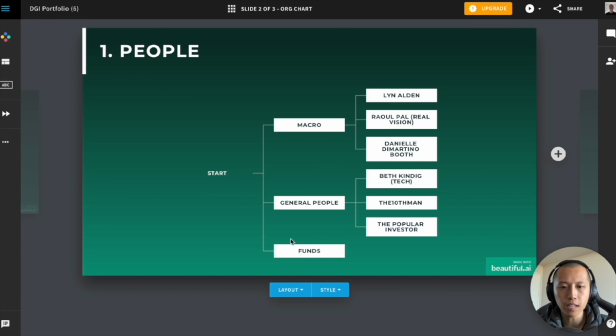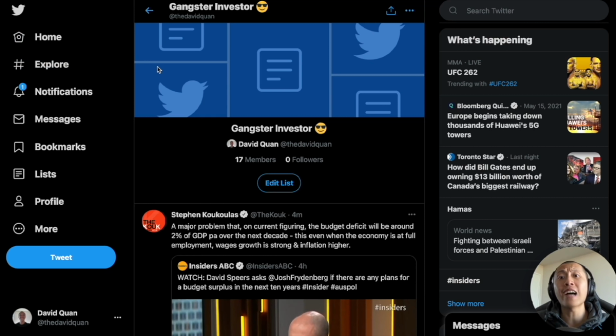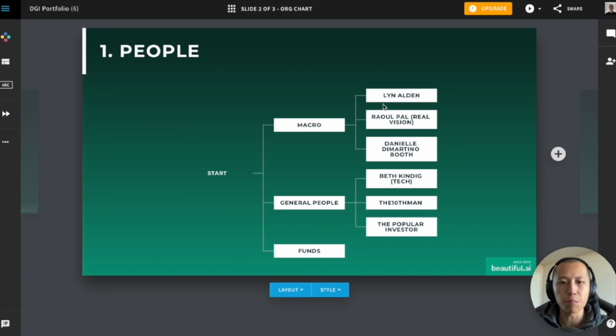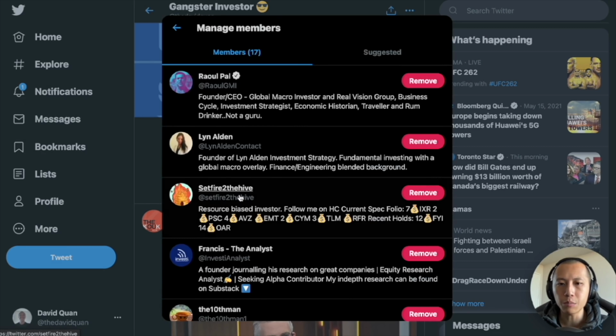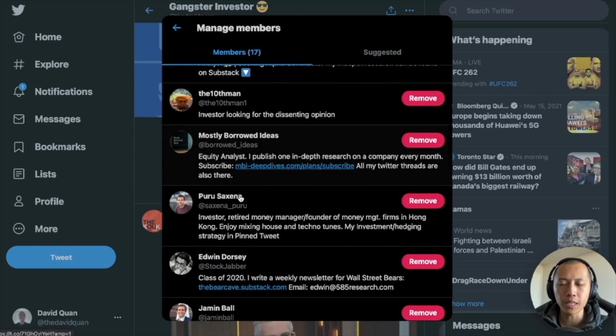And then there's definitely some funds that I follow quite closely as well. So let me show you what I mean by that. Now for me, I use Twitter to build my network of information. A lot of the people I just mentioned right here are very active on Twitter. So I basically use the list function in Twitter and I build a list of these people that I think are really worthwhile keeping up to date.